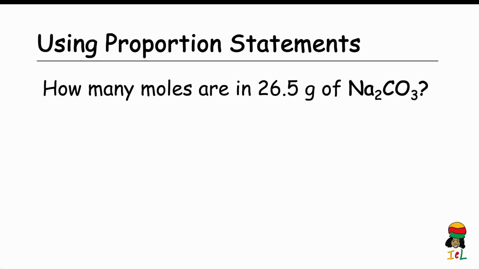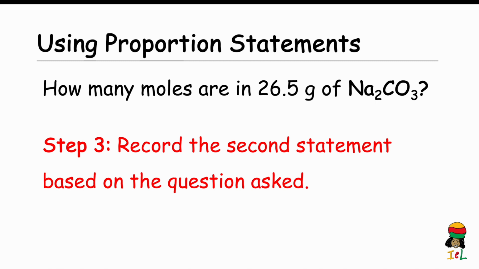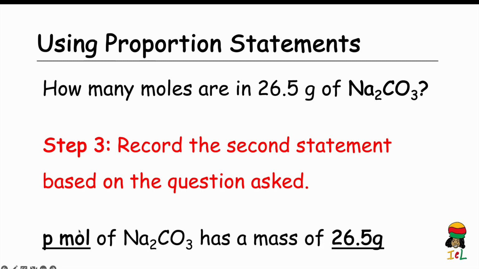So how do we use our proportion statements? Well, step 3, we need to record the second statement based on the question asked. The question asked, how many moles are in 26.5 grams of sodium carbonate? So we need to write that as a statement. Now, we don't know how many moles. We need to find the number of moles. So we're going to give it an unknown, and we're going to call it P. So P moles of sodium carbonate has a mass of 26.5 grams.